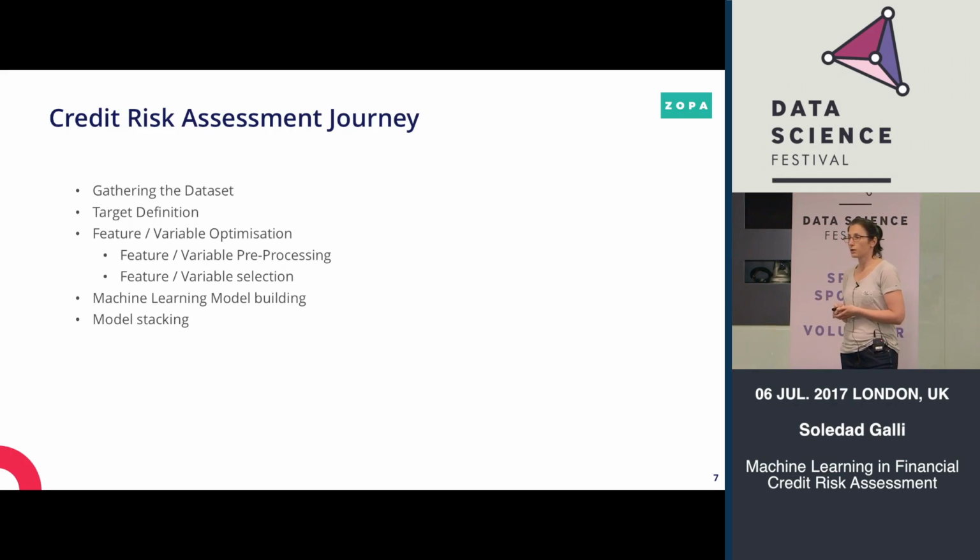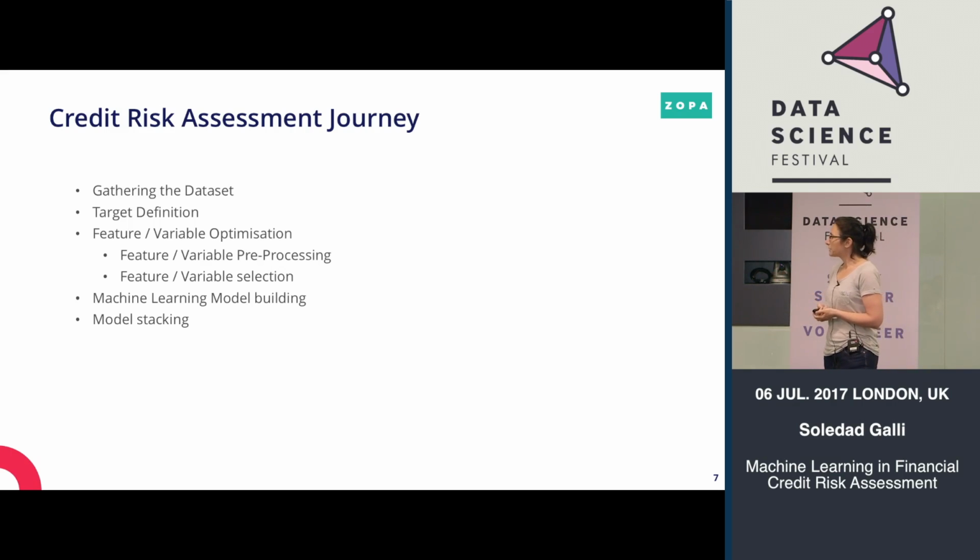Then usually I will show you that the variables are not as beautiful and ready to use as one would desire. So we have to do a variety of data cleaning and feature pre-processing in order for us to be able to use those variables in the machine learning algorithms. We also want to do some variable selection. We ideally don't want to use the entire data set. We want to use a little bit of that.